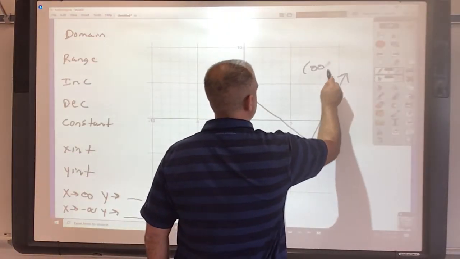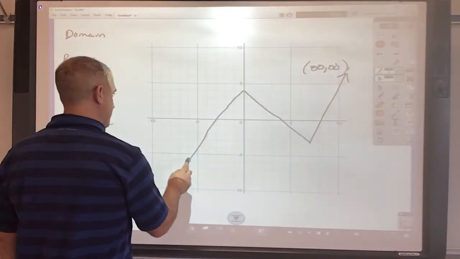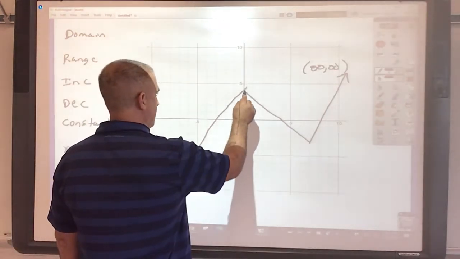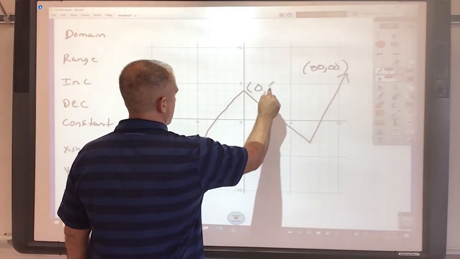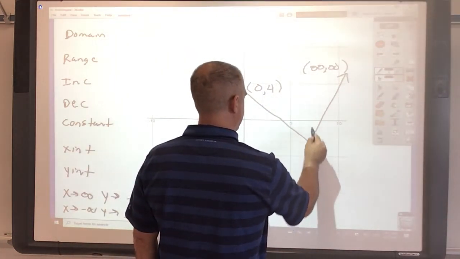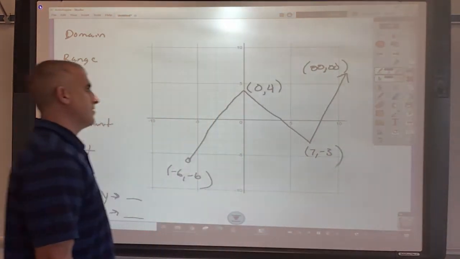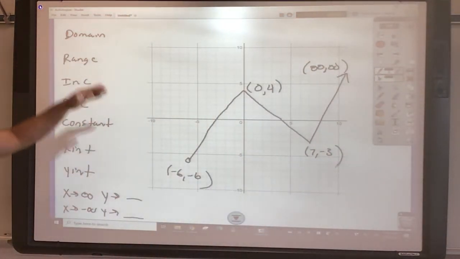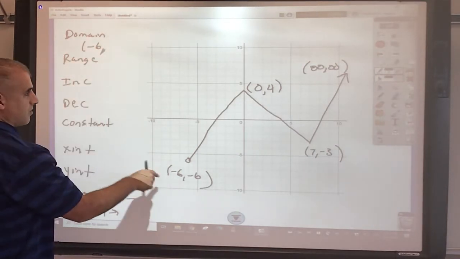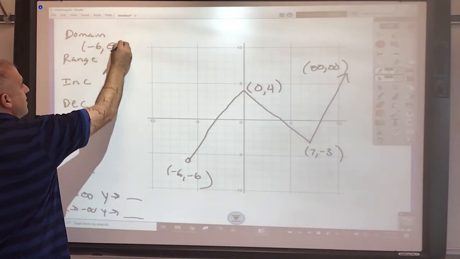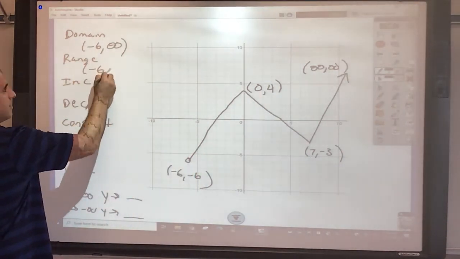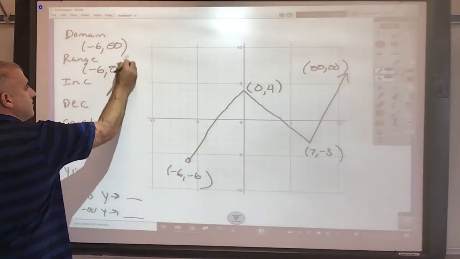So, I'm going to label my arrows. That's a positive infinity, positive infinity. This endpoint is negative 6, negative 6. This point would be 0, 4. This point here would be 7, negative 3. Domain smallest of all the x values would be negative 6. Since it's an open circle, I put that. Biggest one would be infinity. My range, my smallest is also negative 6. And my biggest is also infinity.